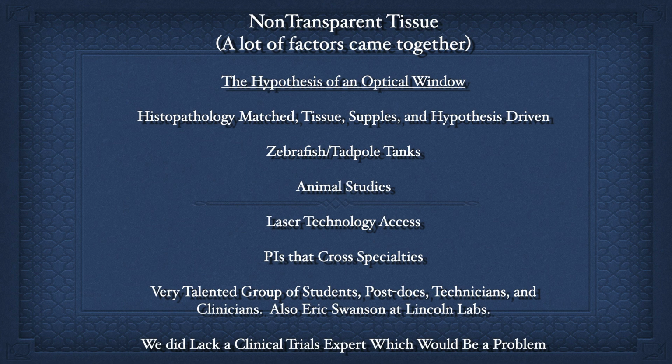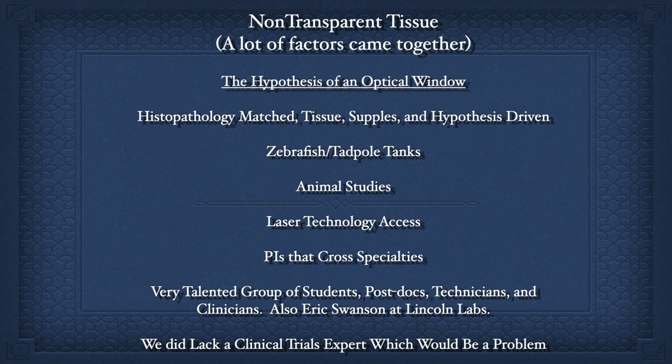Besides being hypothesis driven, we talked about matching. You needed the supplies, yes, but we needed things like zebrafish tanks and tadpoles as you were increasing acquisition rates or changing resolution. The beating hearts of the tadpoles were useful in terms of monitoring acquisition rates. You needed to be able to do animal studies as minimal as possible. I hate animal studies. The laser technology, PIs with cross training, an incredibly talented group, and this was done by a lot of talented people.